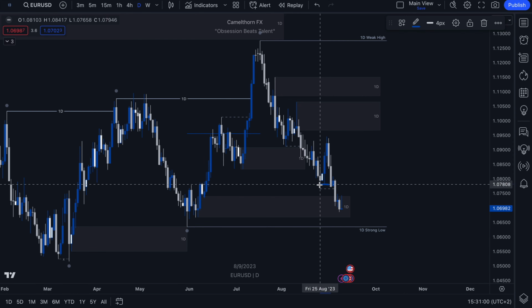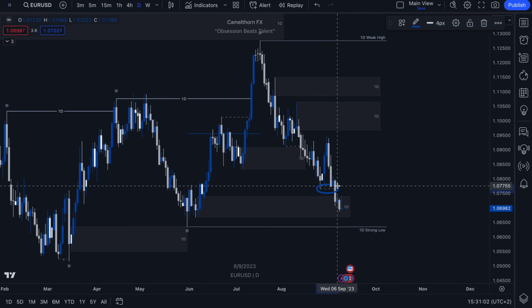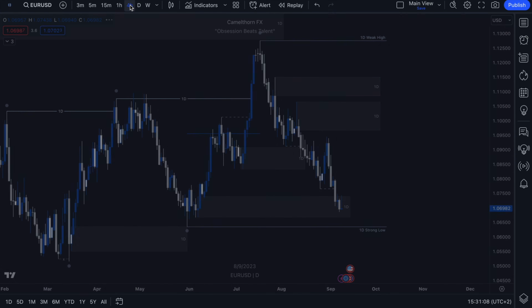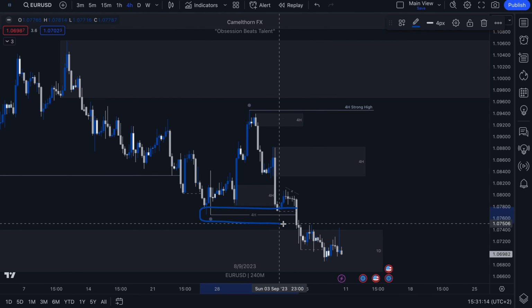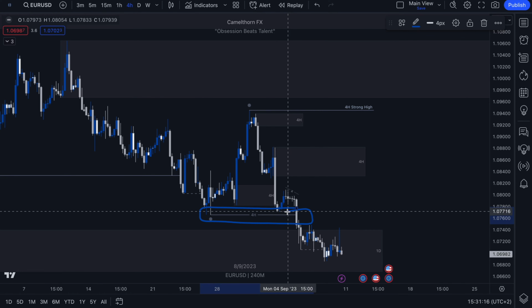Now, I want you guys to just pay attention to this internal break in here. This is our most recent internal bearish break of structure. If we drop down to our 4-hour time frame, you'll notice that that internal break is going to be this 4-hour break of structure in here. This means that our 4-hour time frame is currently pointing bearish. And the reason our 4-hour time frame is pointing bearish is because it is facilitating the daily pullback phase that we are currently trading within.